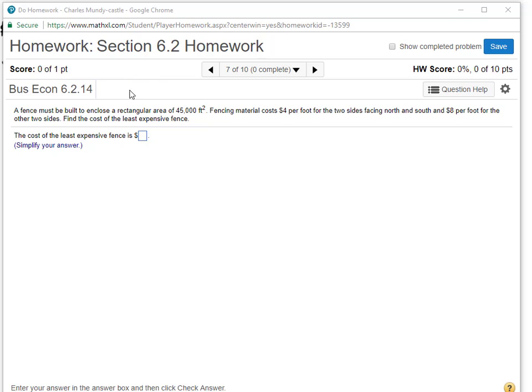Okay, we're doing this problem about minimizing cost of a fence. So this is the problem. We have to build a fence that encloses a particular area. We know that the material costs $4 per foot on the north-south sides and $8 per foot on the other two sides, and we want to minimize the cost.